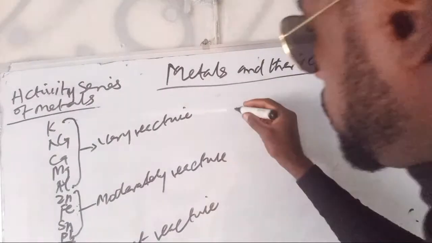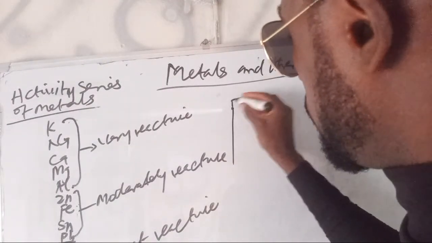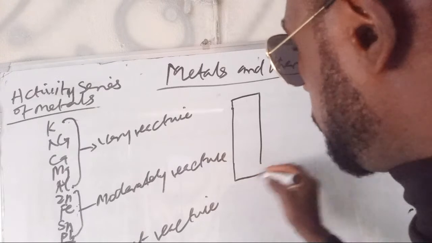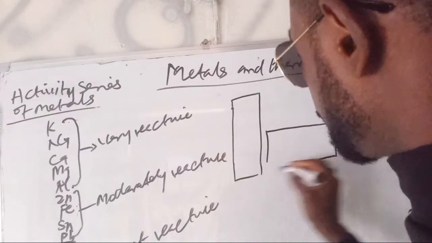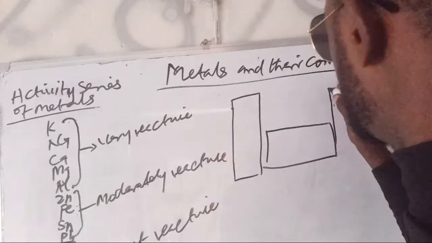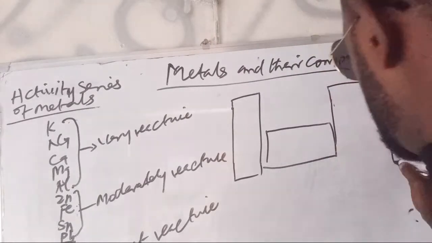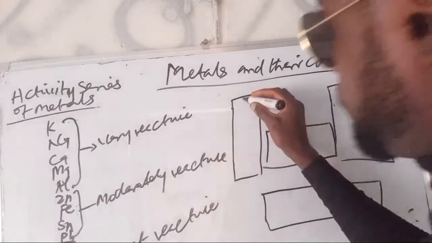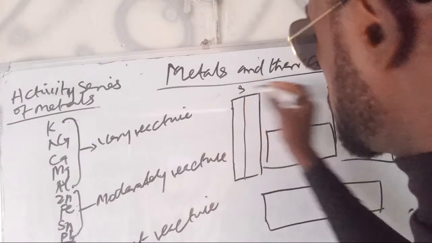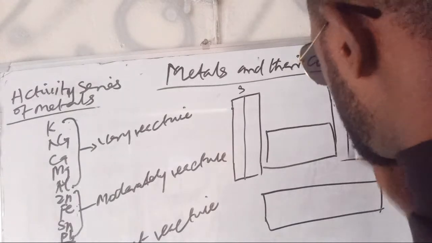If you come to the periodic table, I want to give an illustration of it. There is a bar like this. There's another bar this way. There's another bar this way. Then we have another bar here. So here I have two groups. This is the S. Then this is P. There is six.